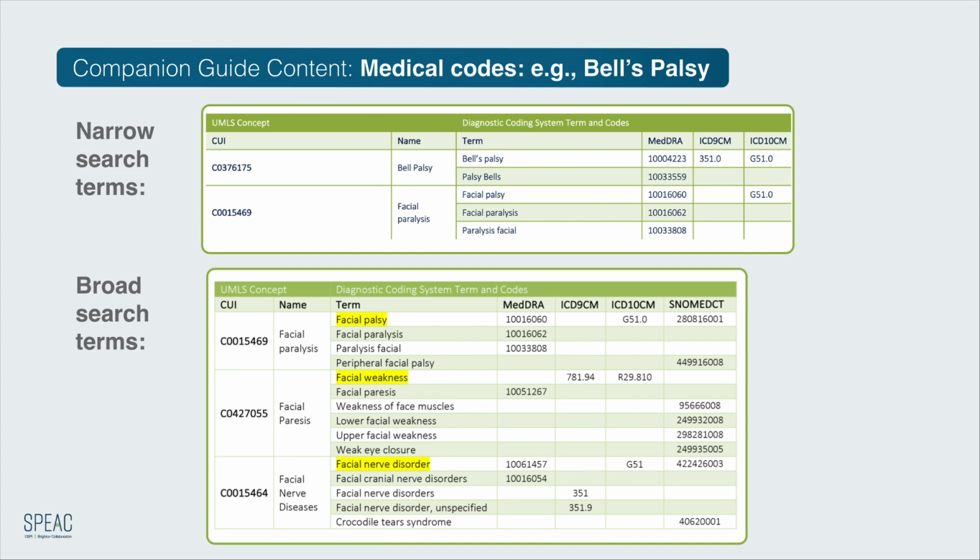The guide may also provide broader search terms which may indicate a diagnosis or possibly symptoms. For Bell's palsy, the broad search terms include things like facial palsy and facial weakness. Bell's palsy would be captured by these, but so would many other entities that don't meet the Bell's palsy case definition, which is restricted to a peripheral facial nerve palsy with no identified cause.